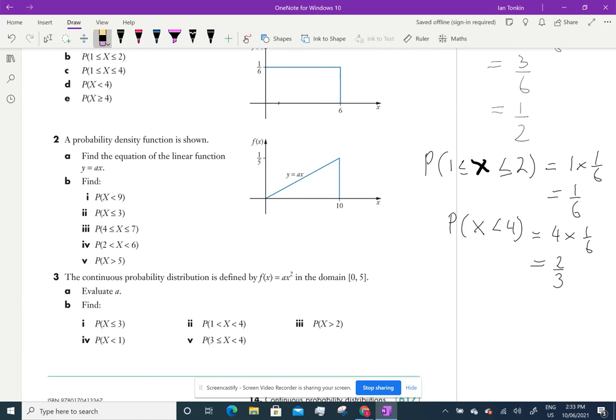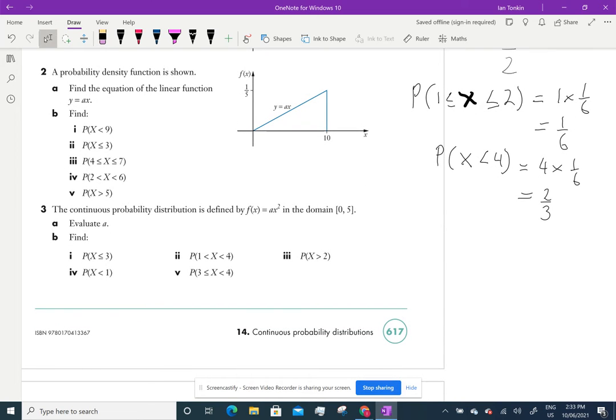Now, the next one. So I've got this greater than, I've got this triangle here. And the first thing it says, well, find the equation of this. Well, I'm lucky because I know the gradient of that line is going to be A. And the gradient is the rise, which is 1 over 5, and the run, which is 10. So A equals the rise, 1 over 5, divided by 10, which equals 1 on 50. So this equation is y equals 1 on 50x.